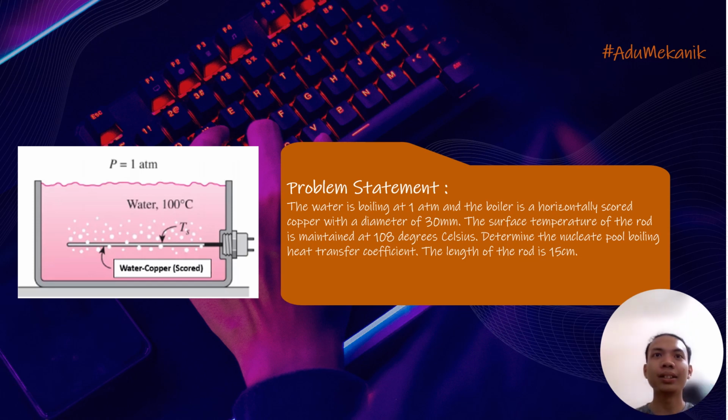So our first slide is our problem statement. This is the engineering problem that we take from our courses, which is heat transfer. The problem is the water is boiling at 1 atm and the boiler is a horizontally scored copper rod with a diameter of 30 millimeter. The surface temperature of the rod is maintained at 108 degrees Celsius, so we need to determine the nucleate pool boiling heat transfer coefficient, given the length of the rod is 15 cm.